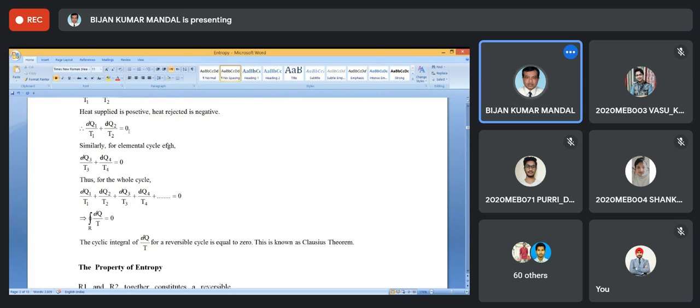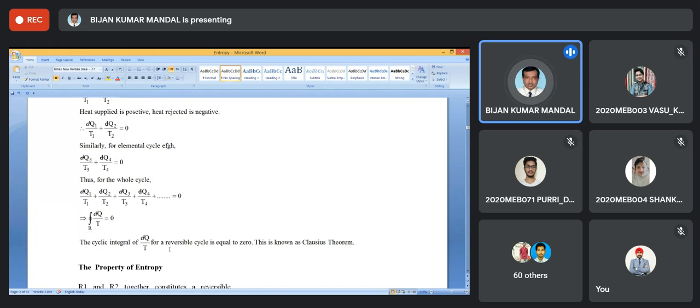Therefore, if you add a large number of these equations, this gives dQ1 by T1 plus dQ2 by T2 plus dQ3 by T3, and so on, equal to 0. So this gives the cyclic integral of dQ by T over the whole cycle equal to 0. This is the statement: the cyclic integral of dQ by T for a reversible cycle is 0, and this is known as Clausius theorem.